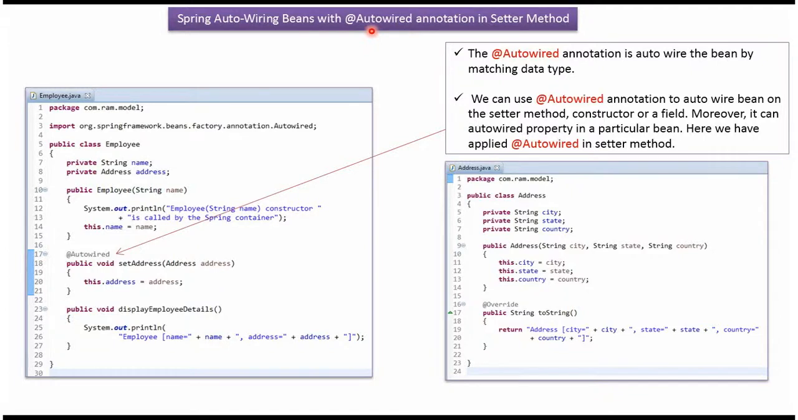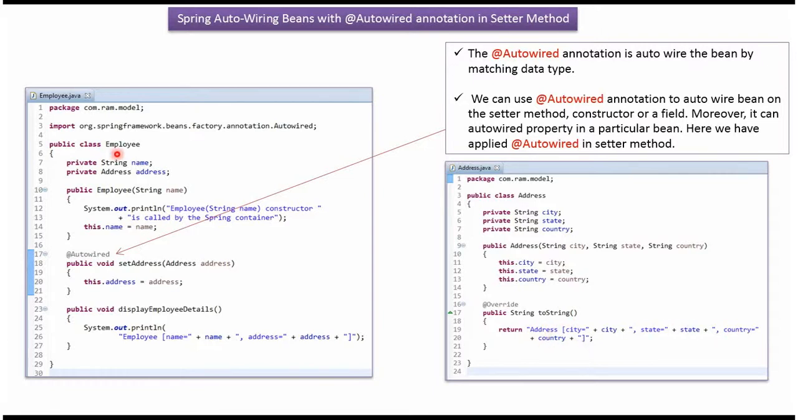In this video tutorial I will cover @Autowired annotation in setter method. Here I have defined a class Address. It has three properties: city, state, and country. And it has an Address constructor which accepts city, state, and country. Here I have overridden the toString method.